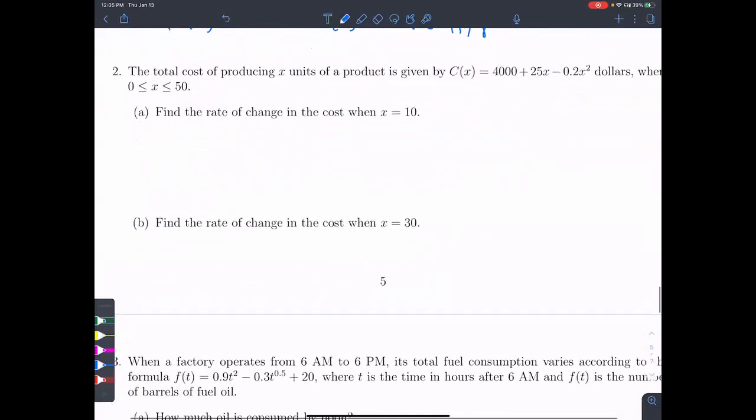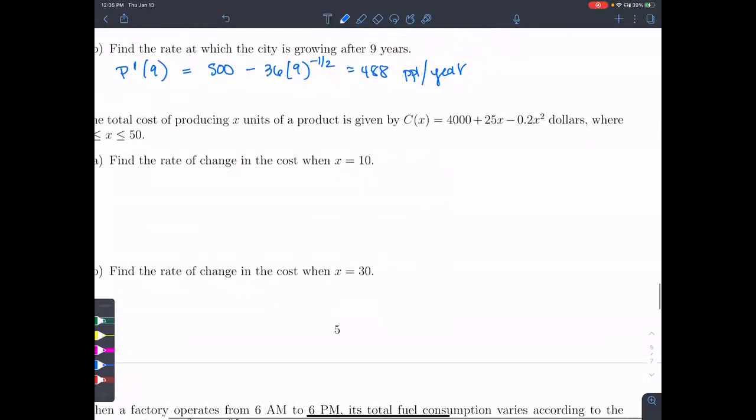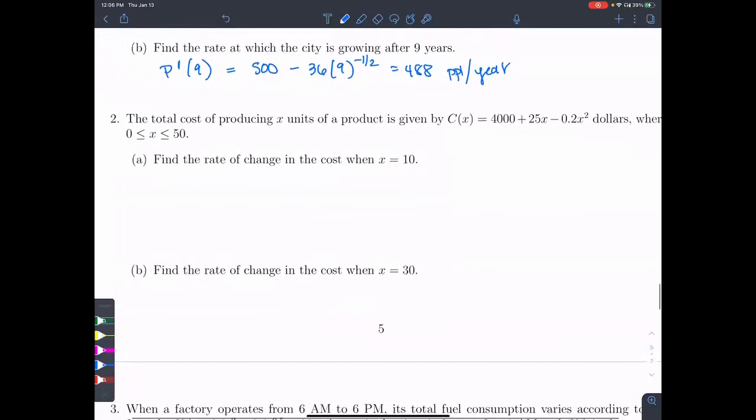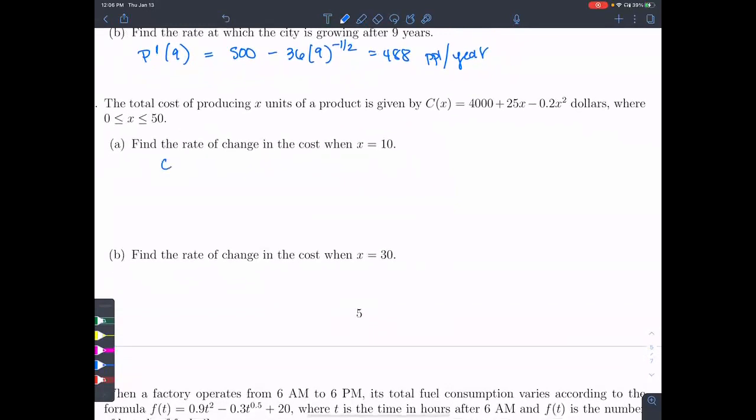All right. The total cost of producing X units of a product is given by C of X. The cost of producing X units is 4,000 plus 25X minus 0.2X squared, where X is between 0 and 50. Find the rate of change in the cost when X equals 10. So we want to know C prime of 10.